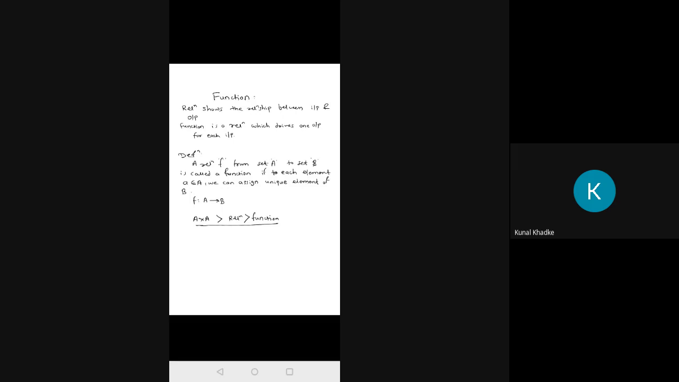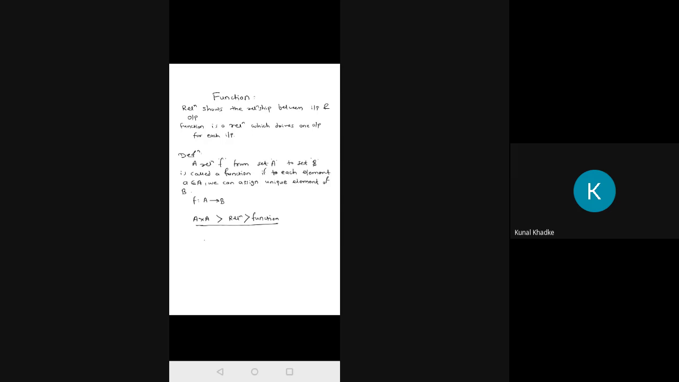Okay, because A cross A is what? All ordered pairs. All possible ordered pairs are there in A cross A. But in a relation, we have fewer ordered pairs depending on your definition. Maybe you are considering it as reflexive, symmetric, and so on. We have already seen those points. Okay, so let's talk about the functions now.